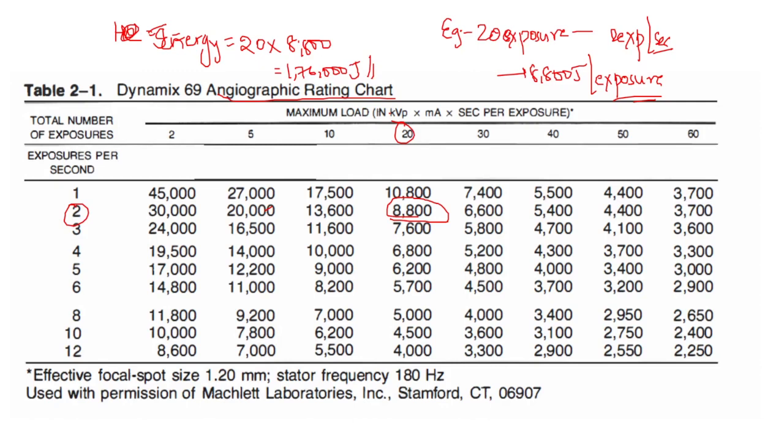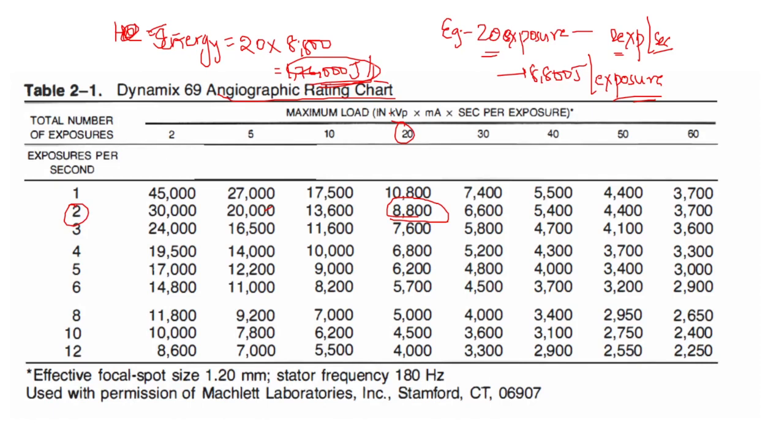So this is the thing. Using this angiographic chart, we can understand how much heat it can generate. That is for 20 exposures at 2 exposures per second, it can generate 1,76,000 joules of energy.